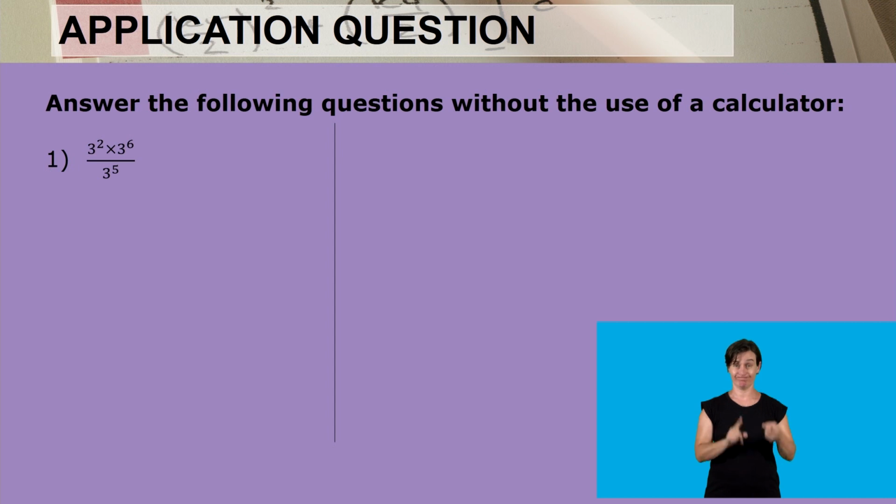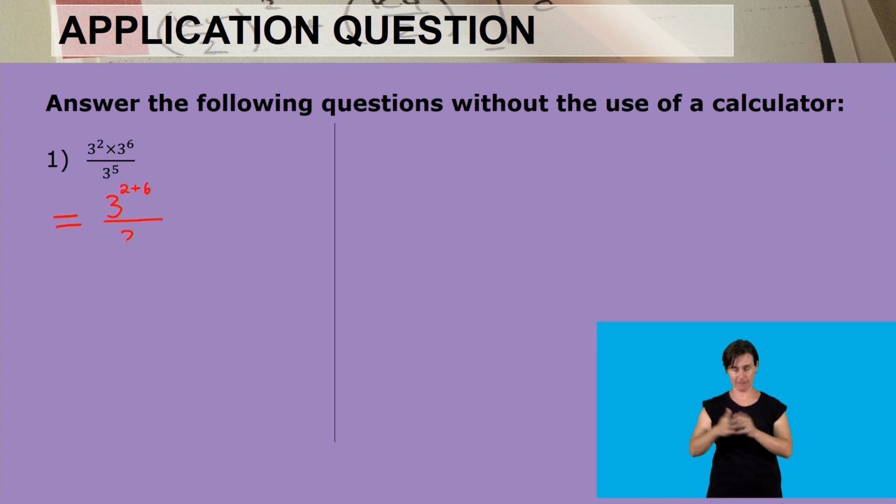Now, we have been given here 3 squared multiplied by 3 exponent 6, and this is all divided by 3 exponent 5. Now, we are multiplying and we are dividing. So we need to remember our exponent laws. Let's start with the numerator. What do we do when we are multiplying powers that have the same base? We keep that base and add those exponents. So that means we are going to add the exponent 2 and the exponent 6.